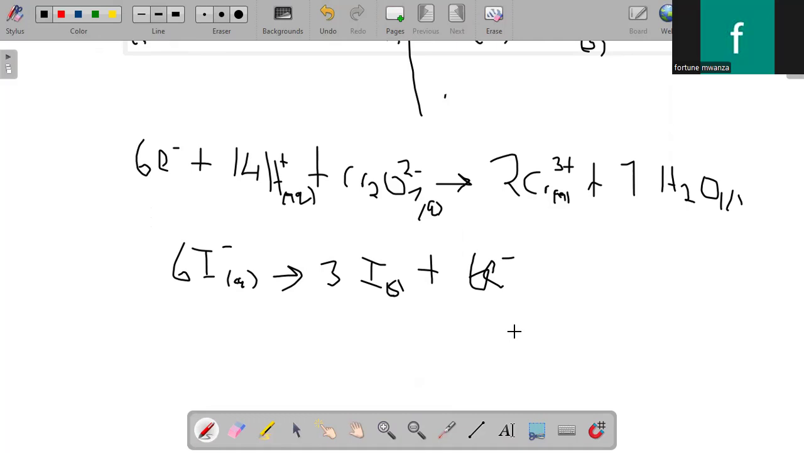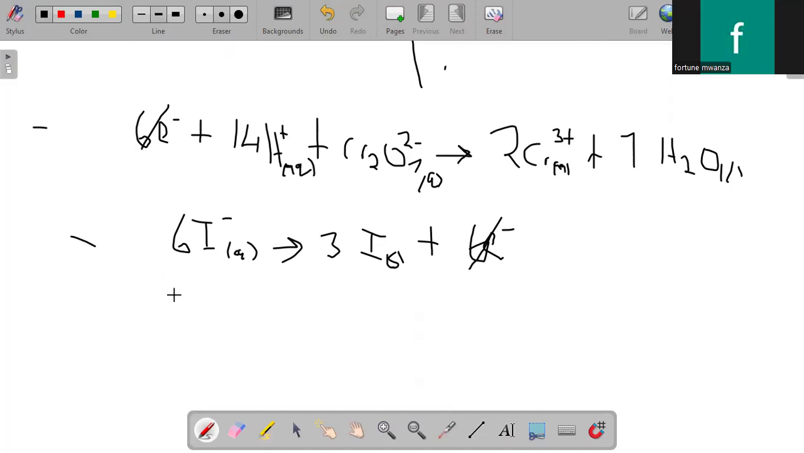So the next thing you do, you cancel out what is common on the reactant side of one reaction and on the product side of the other reaction. Whatever is on the reactant of this reaction and is in the product of the other reaction, you cancel. You can see the electrons here are on the reactant, and the electrons here are in the product, so these cancel. There's no other common thing you can cancel here. So what you do is combine the two equations now.